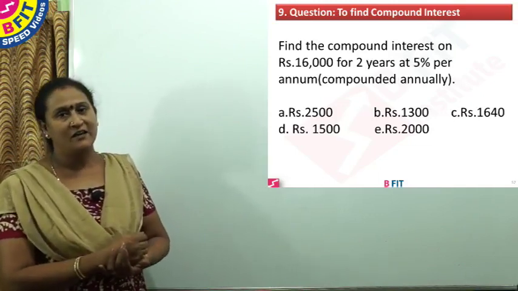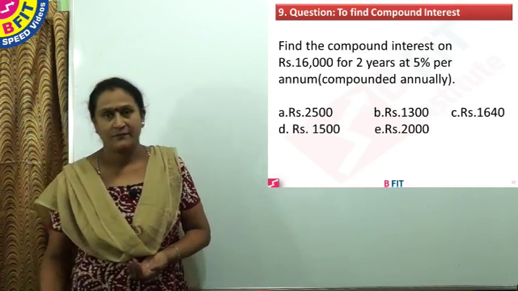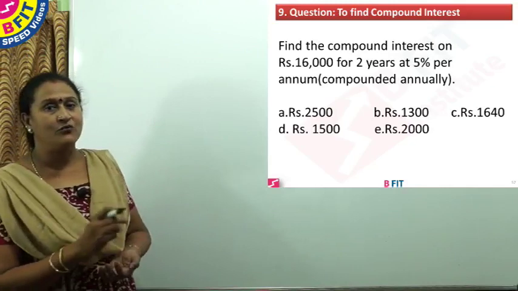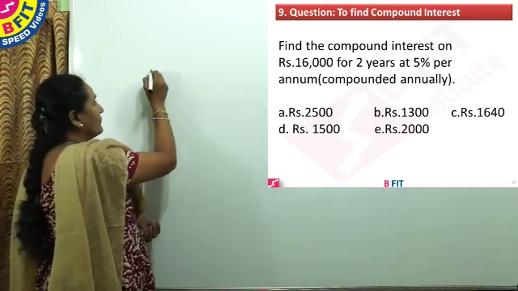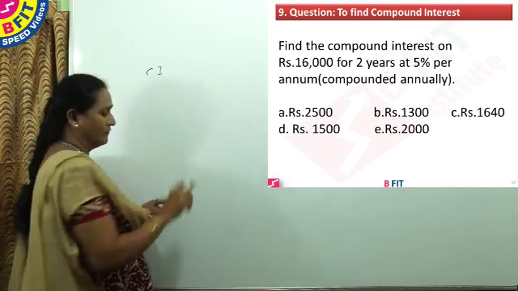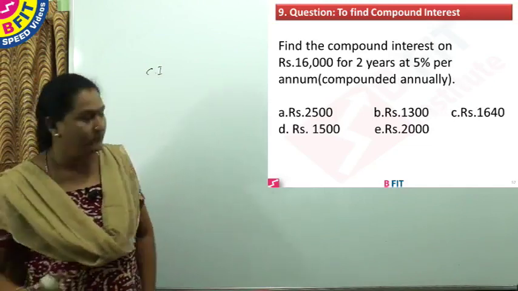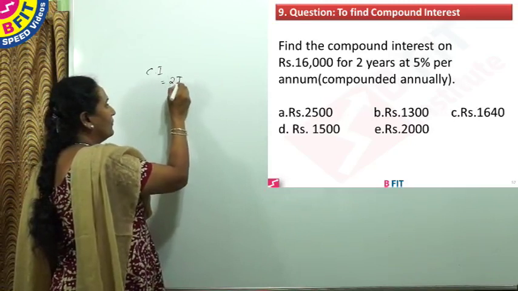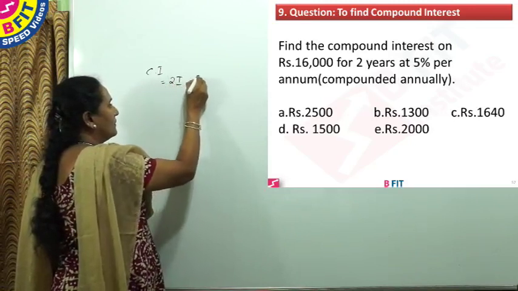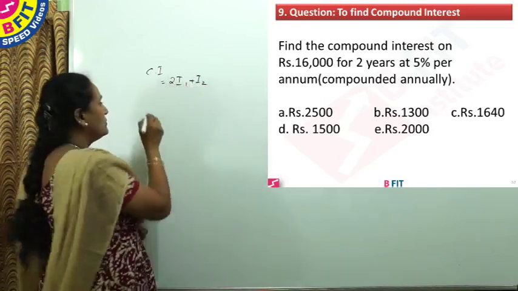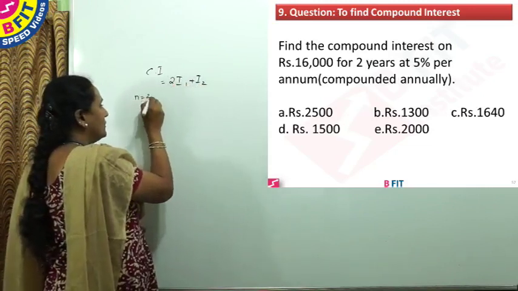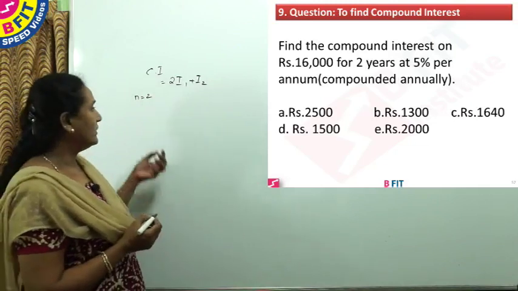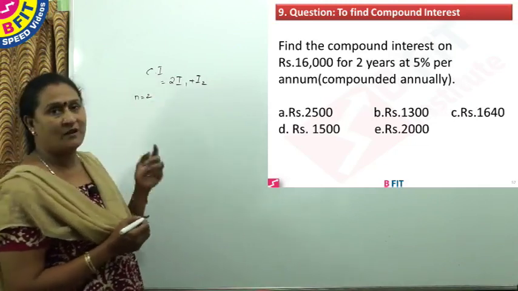So we'll see the working now. So what is compound interest in terms of I1 and I2 for 2 years? It is equal to 2I1 plus I2. So this is for 2 years. So we are asked to find compound interest for 2 years. So here CI for 2 years is 2I1 plus I2.